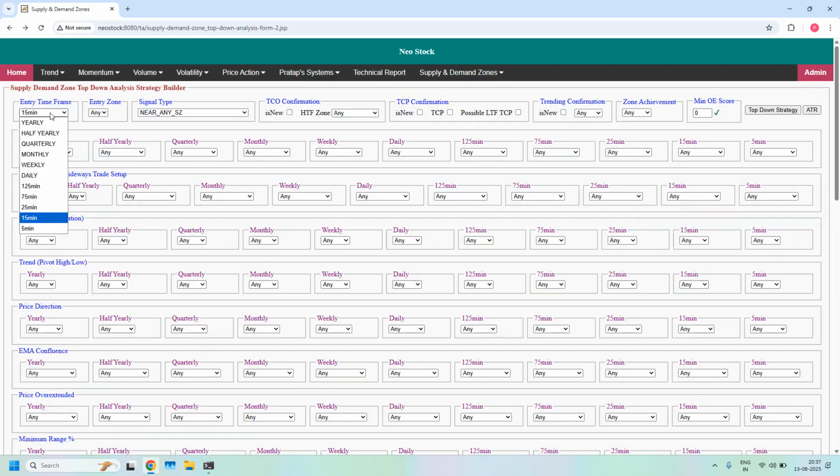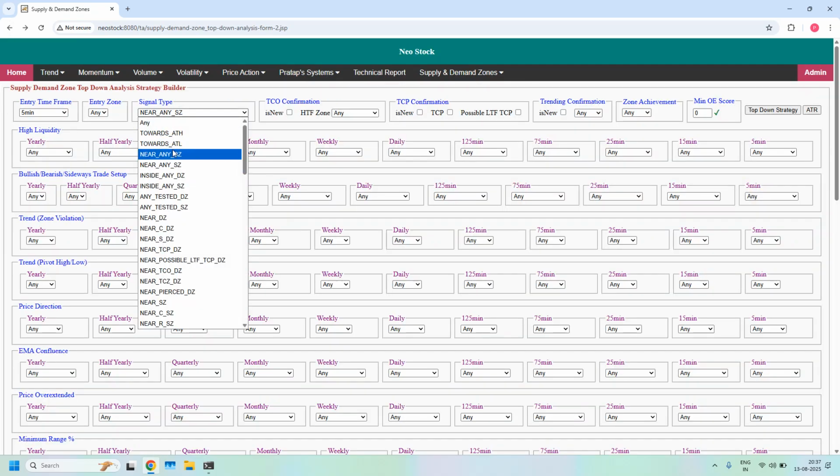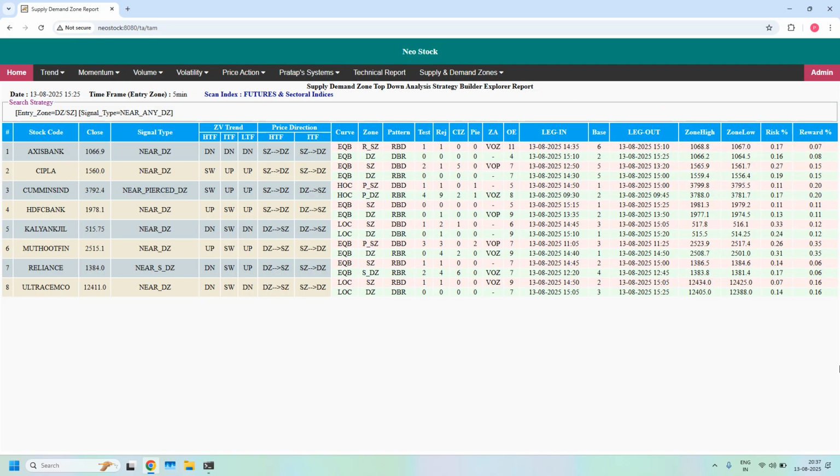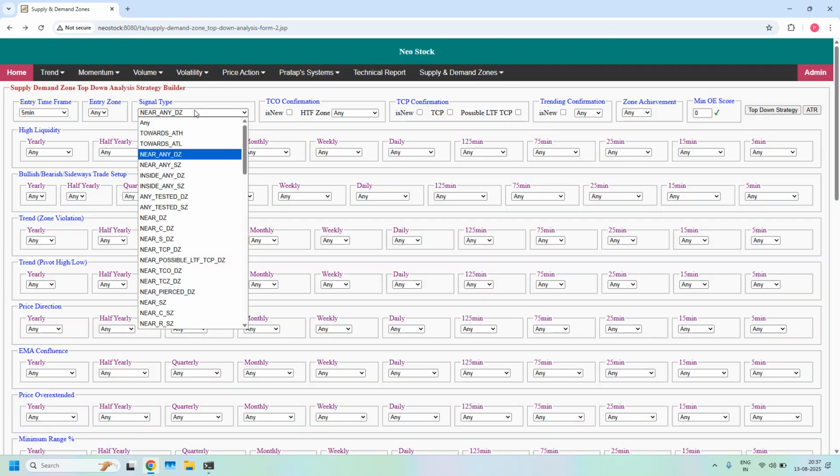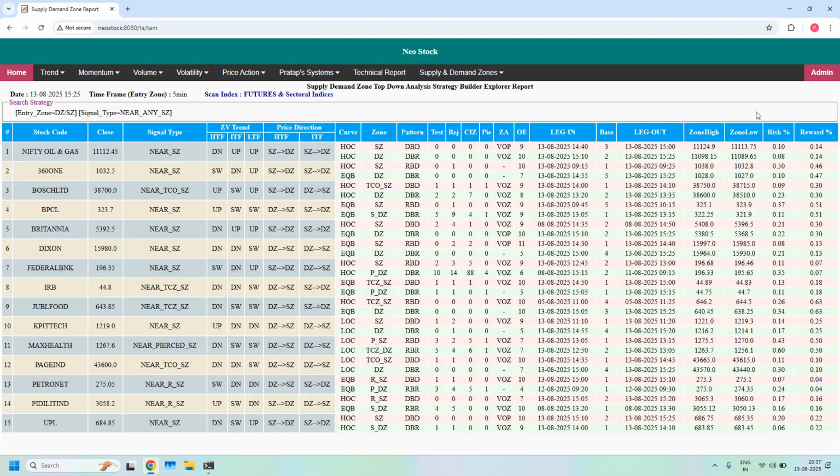Next time frame is 5 minutes. Stocks near to the 5 minutes demand zone. We got 8 stocks. Next, stocks near to the 5 minute supply zone. We got 15 stocks. So this is about finding the stocks near demand and supply zones.